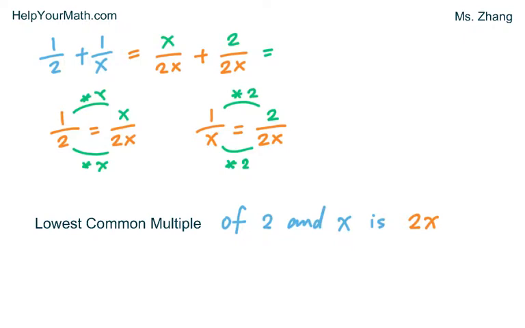Alright, so since now the denominators are the same, we just need to copy it and add the numerators. So this is it. We cannot simplify it. So the answer of this problem is just x plus 2 over 2x.